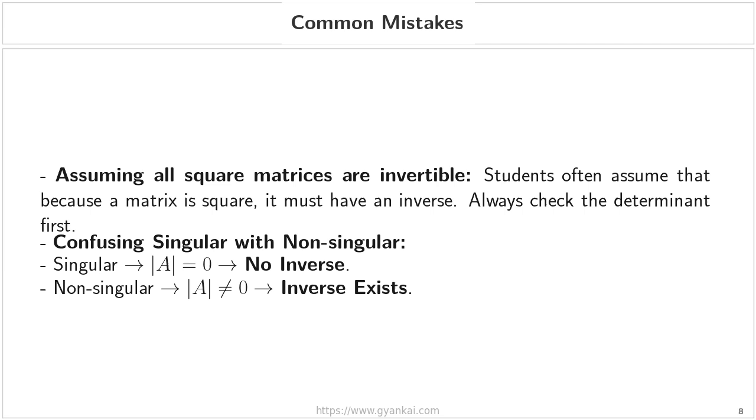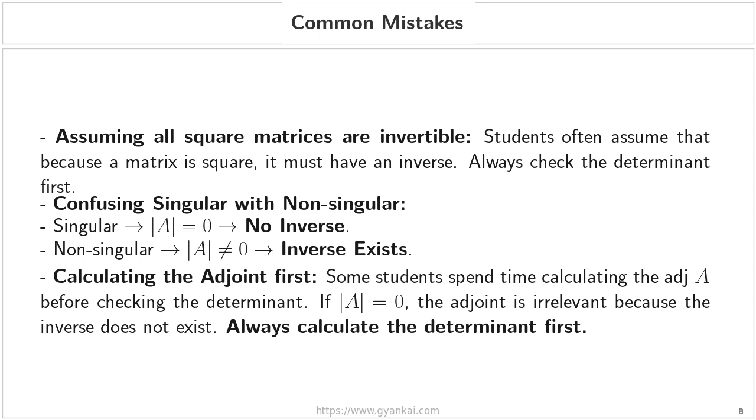Second, please be careful not to confuse the terms singular with non-singular. It sounds similar, but the implications are opposite. Remember, if a matrix is singular, it means the determinant of it equals 0, which means there is no inverse. On the other hand, if a matrix is non-singular, it means the determinant of A is not equal to 0, which means an inverse does exist. Keep this distinction clear in your mind.